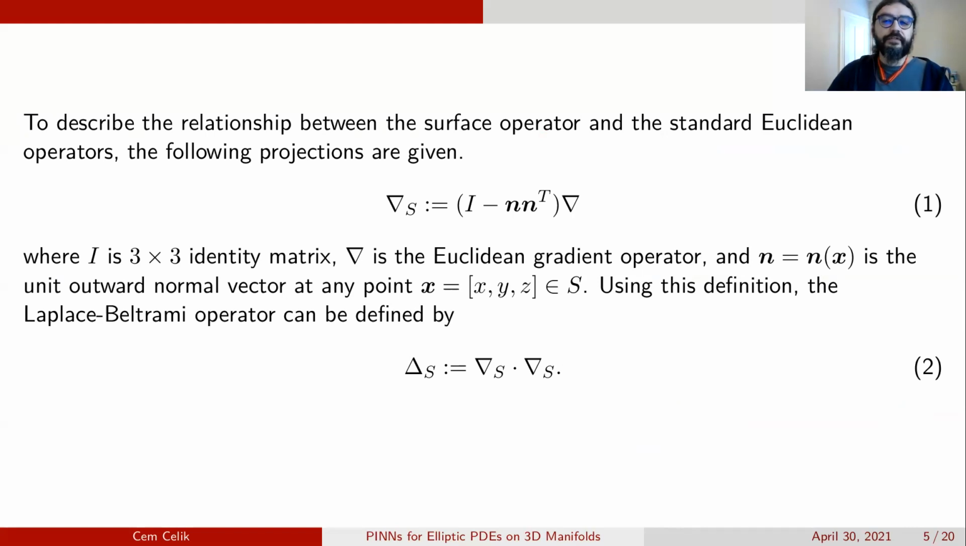The definition of the surface gradient operator is in this form. This is the regular Euclidean gradient operator, n is the outward unit normal vector at any point of the surface, and I is the identity matrix. Using this surface gradient operator, we can define the Laplace-Beltrami operator as in this form.